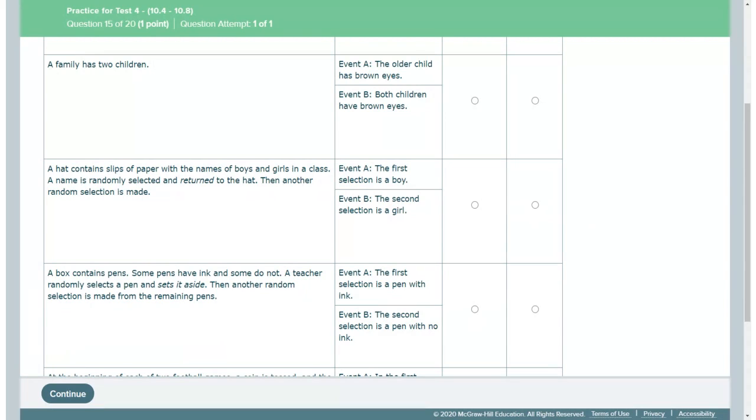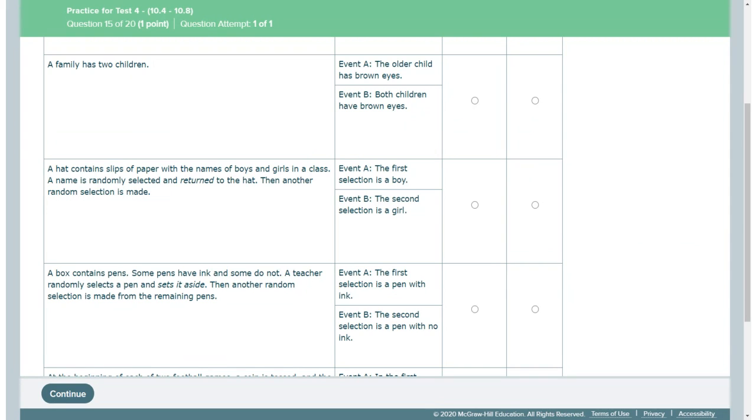Oh, wait a second. I'm sorry, I'm reading the wrong thing. I'm on the wrong one, but I was reading the piece of paper thing. But the first event, event A, is the older child, and they've got to have brown eyes. And then the second child also has to have brown eyes. So both the older and the younger.